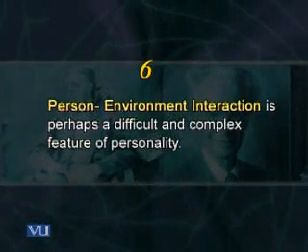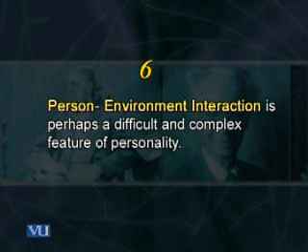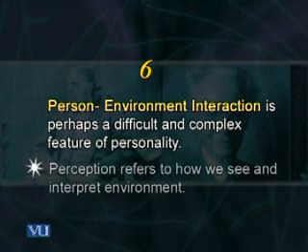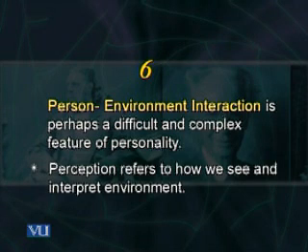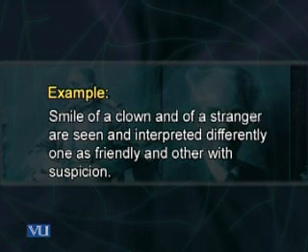Number 6, person-environment interaction. Person-environment interaction is perhaps a difficult and complex feature of personality. Perception refers to how we see and interpret environment. For example, a smile of a clown and a smile of a stranger are seen and interpreted differently. One as a friendly gesture and the other with suspicion.